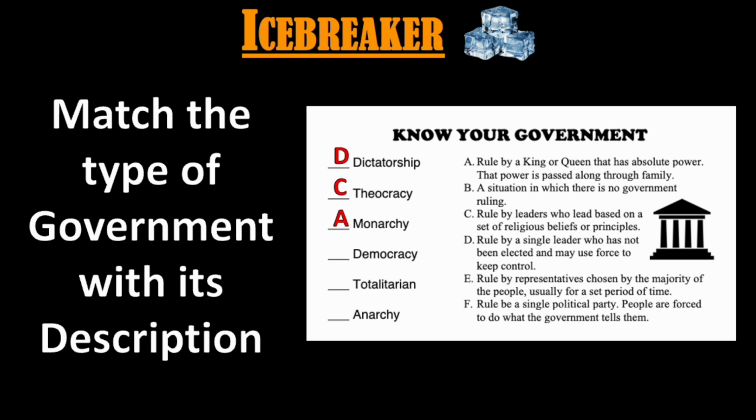Democracy is E, rule by representatives chosen by the majority of the people, usually for a set period of time. Totalitarian is F, rule by a single political party. People are forced to do what the government tells them. And then anarchy is B, a situation in which there is no government ruling. So how did you do on that quiz?